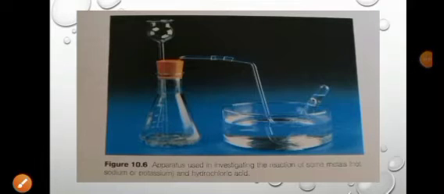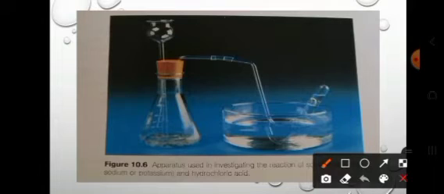This is figure 10.6, and it shows the investigation of metals with acids. As you can see, the metal is placed inside the flask, and then acid is poured into it. When this metal starts reacting with the acid, the hydrogen bubbles are collected through this tube and go into the water. If a test tube that's full of water is placed on top, it will start to collect the gas, which is the hydrogen gas. As the hydrogen gas enters the tube full of water, it will push the water outside of the tube.